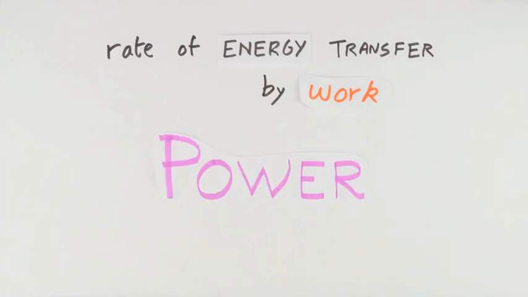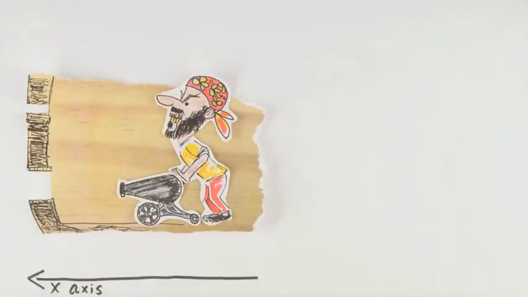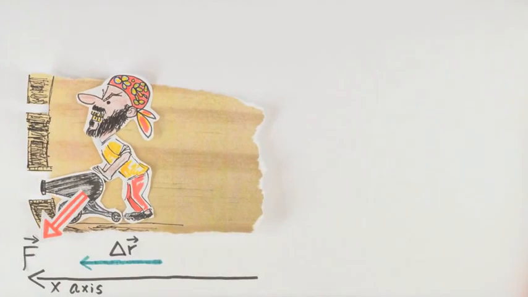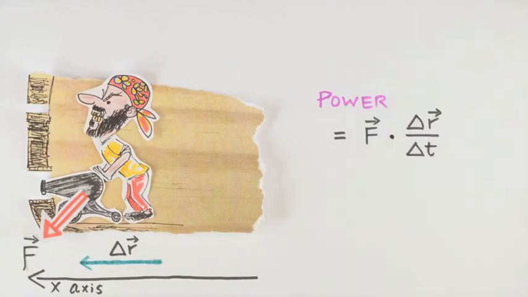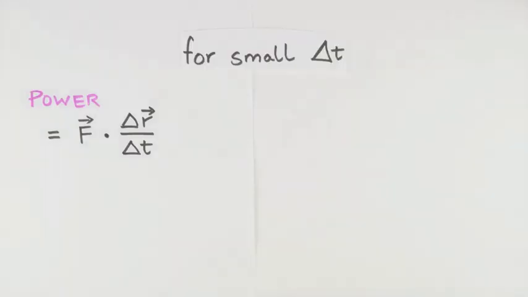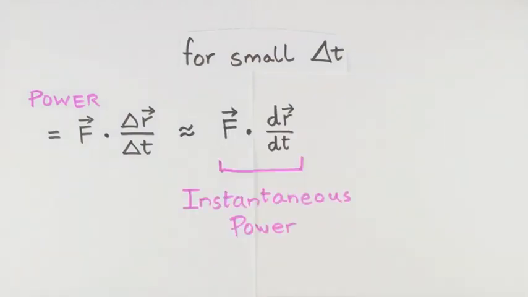So, if we consider another example and add to that the information that the work done by F during the displacement Δr occurred during a time interval of Δt, then the corresponding power is the scalar product of F dot Δr divided by Δt. For small Δt, this is a good approximation to what's called the instantaneous power, F dot dr/dt, which is just the scalar product of the force with the object's velocity.